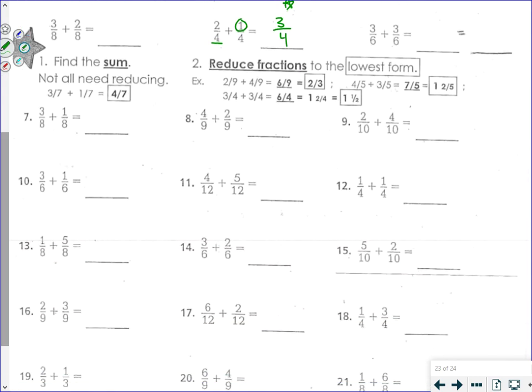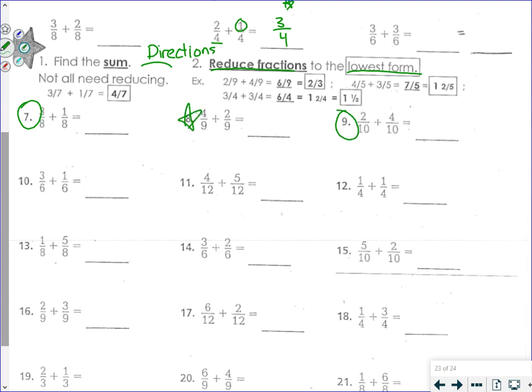What it's saying here, these are just directions. What it wants you to do is, if it needs to be reduced, you need to reduce it. If it needs to be reduced to the lowest form, then do that. So let's do 7 and 9. Number 8 will be extra practice.